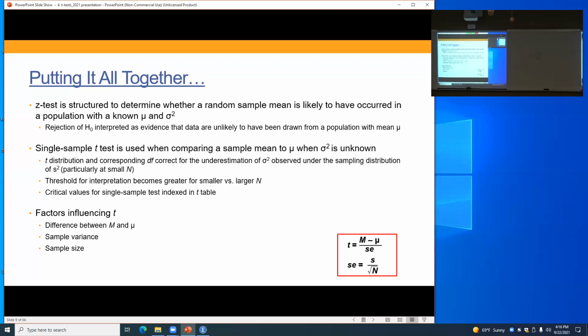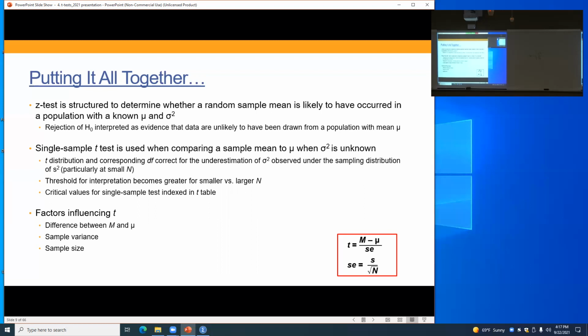Yeah, right? Is this going to drive down my standard error? And as my standard error drives down, if this is all the same in terms of difference, that's going to make my test statistic start getting larger and larger, right? So if I find a 5-point difference between my sample and some reference value, as that sample size gets bigger and bigger, it's likely to drive that t statistic up.